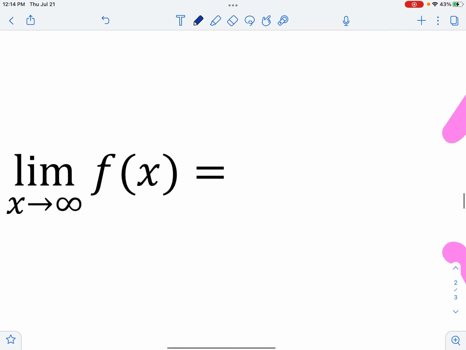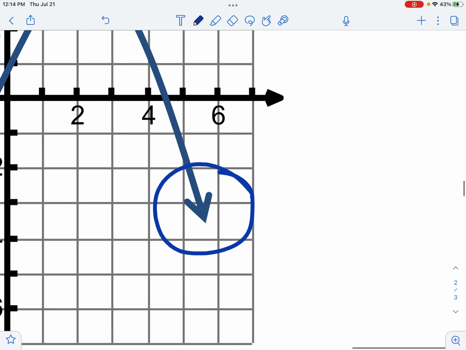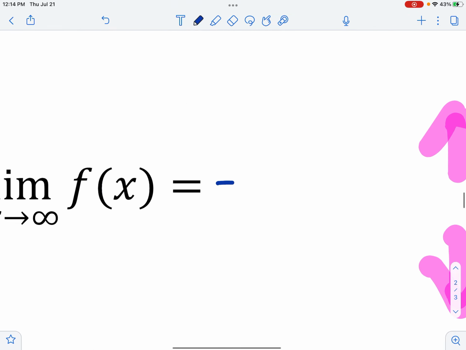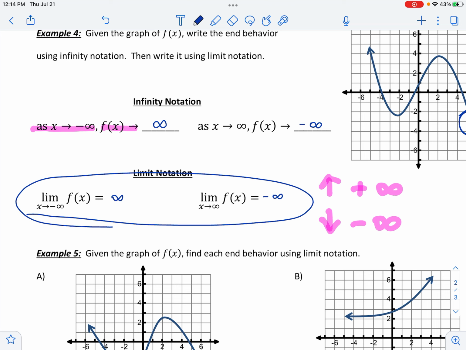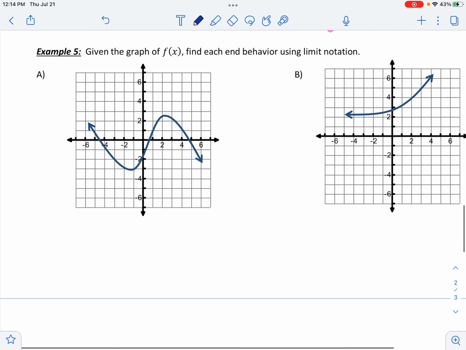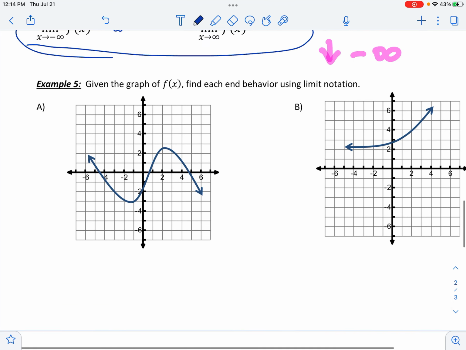And as our x values are getting bigger, that's what this says right here, as we approach infinity or as we get closer and closer to infinity, so to the right, what's happening to our y values? They're going down, so that's negative infinity, okay? So this was just fill in the blank, but from now on, you're going to have to write this, okay?